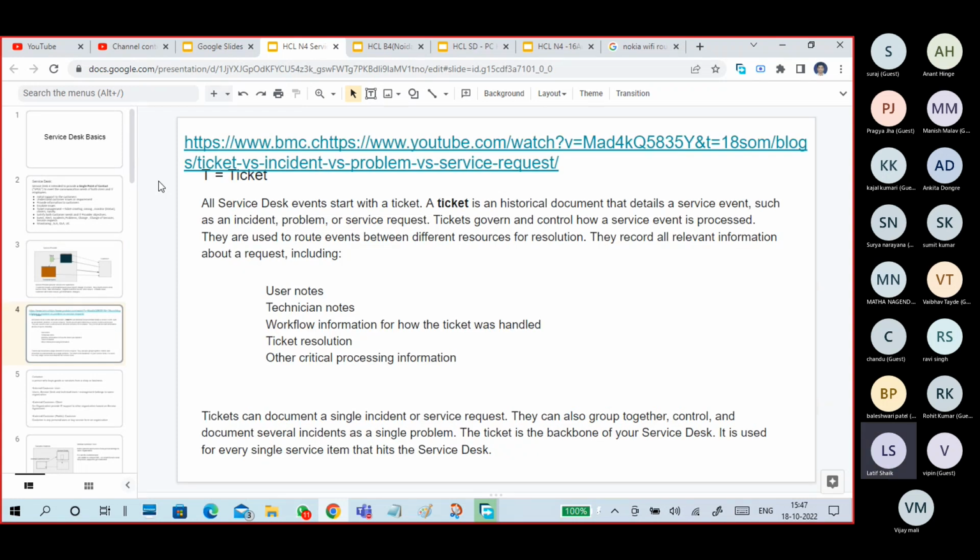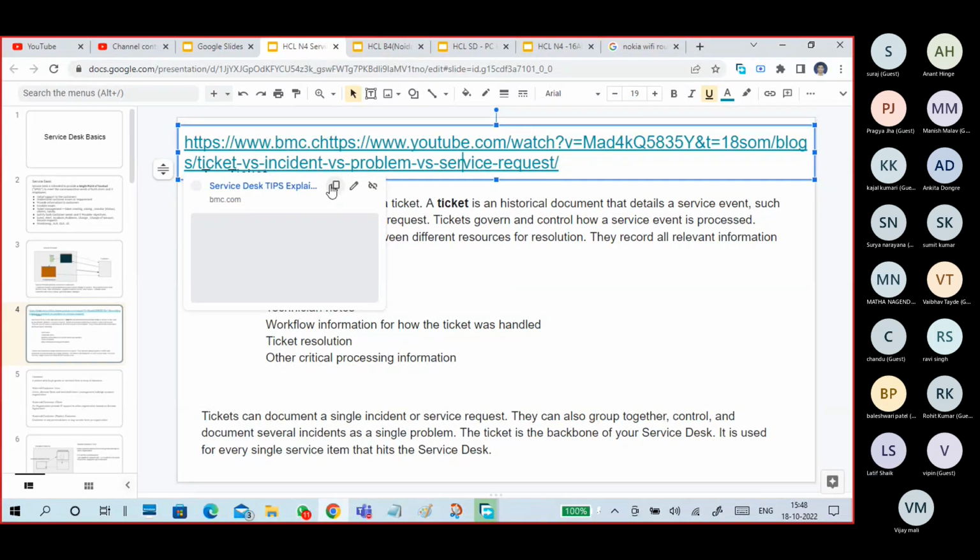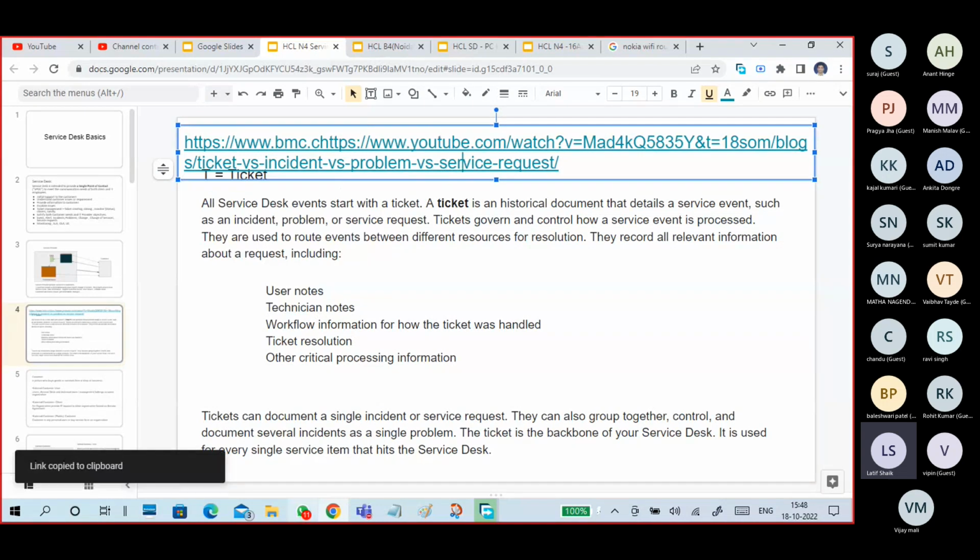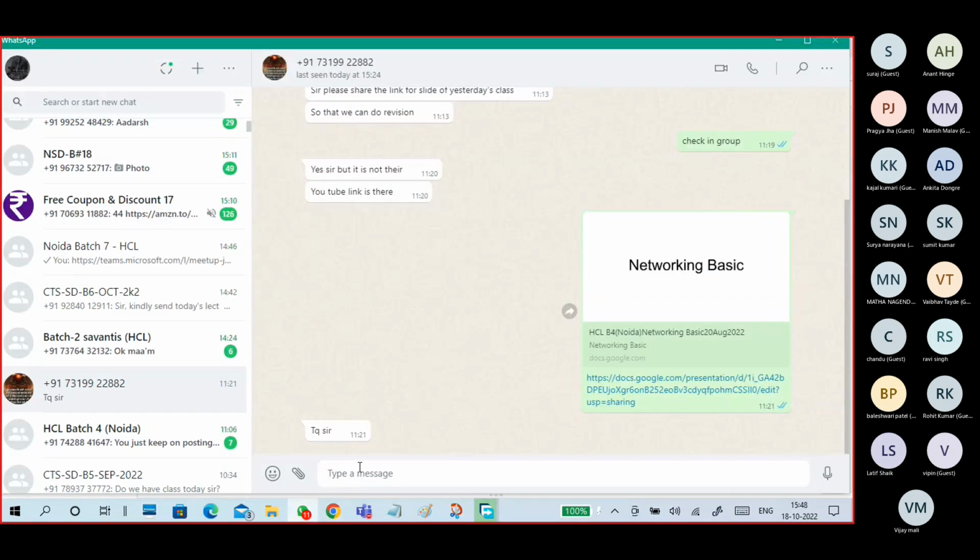Next one is, guys, go to this line. I will share this PPT anyway, but go to this particular line. Okay, simply copy the... where are we?